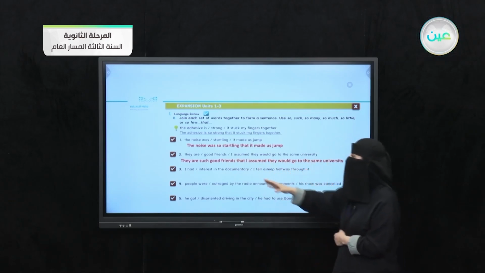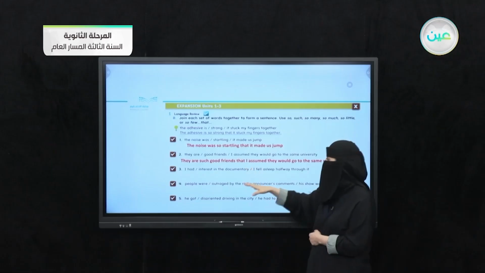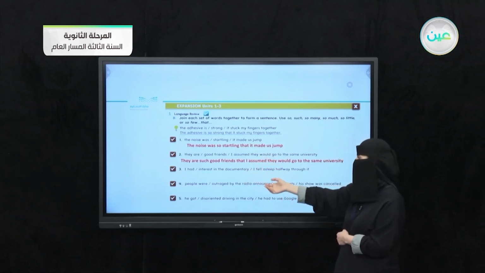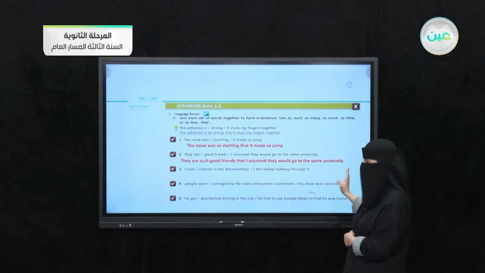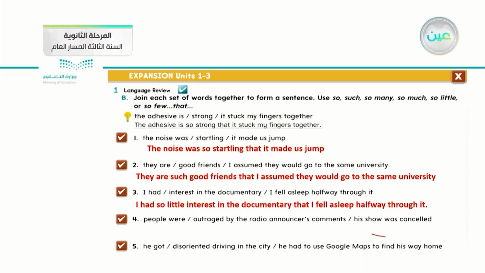The third one: I was interested in the documentary. I fell asleep halfway through it. Okay, I should divide these two parts and specify where the cause and the effect are. I was interested in the documentary, I think it's the cause. Because I was interested in that documentary, I fell asleep halfway through it. How can I apply this expression? I had so little interest in the documentary. So little is the suitable expression for it. That I fell asleep halfway through it.